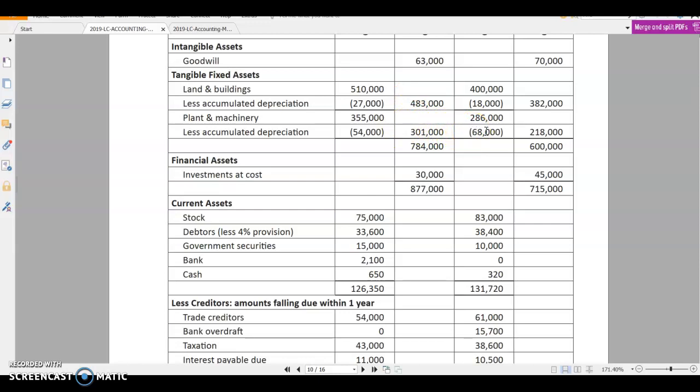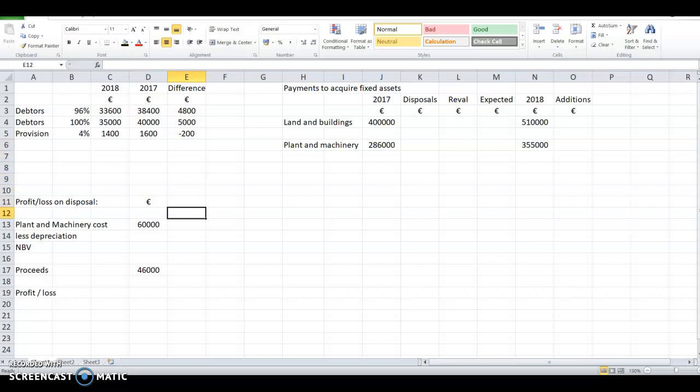If there was 10,000 depreciation on plant and machinery, accumulated depreciation would go from 68 to 78 here. But it's not 78 here, it's 54. Why is it 54? Because when I sold that asset, all the accumulated depreciation was cleared out. So the difference between the 78,000 accumulated depreciation I'm expecting and the 54,000 that's there is the depreciation that was cleared out of the accounts when I disposed of that asset. So 24,000 must be the depreciation on that asset when I sold it.